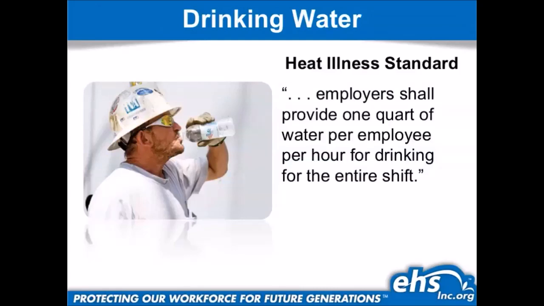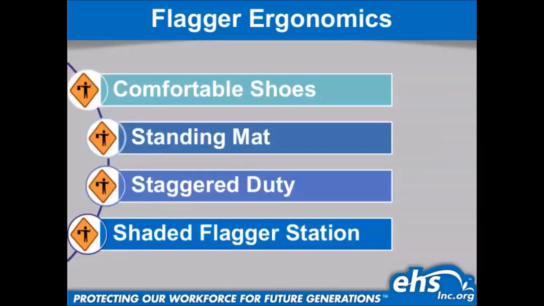At 80 degrees, the employer shall provide 1 quart of water per employee per hour for drinking the entire shift, which is, again, a topic all on its own. That's just a thing that the state will say: you have to have it. Flagger ergonomics, these guys are out there.